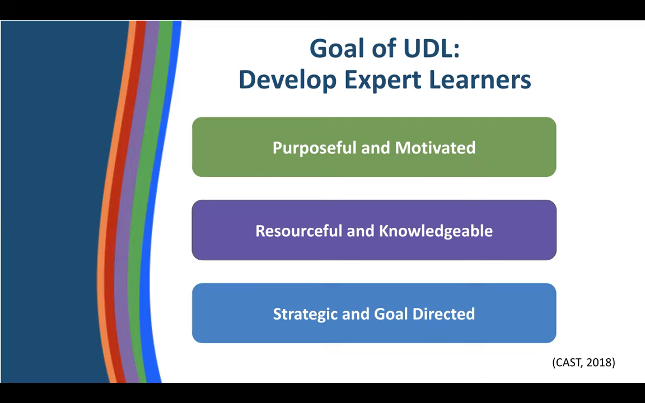It's also important for students to understand how and why they learn the way they do. The ultimate goal of UDL is to help students develop into, quote, expert learners. Those are learners who are purposeful and motivated, resourceful and knowledgeable, and strategic and goal-directed about their own learning. In other words, UDL fosters student agency and ownership of the learning process.